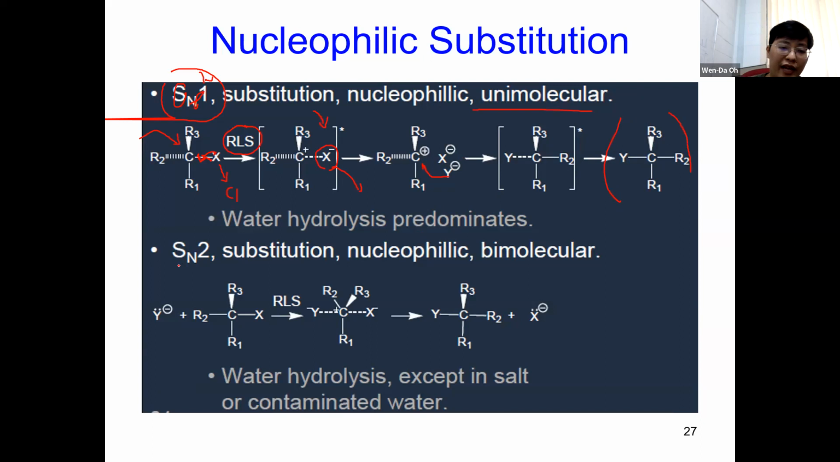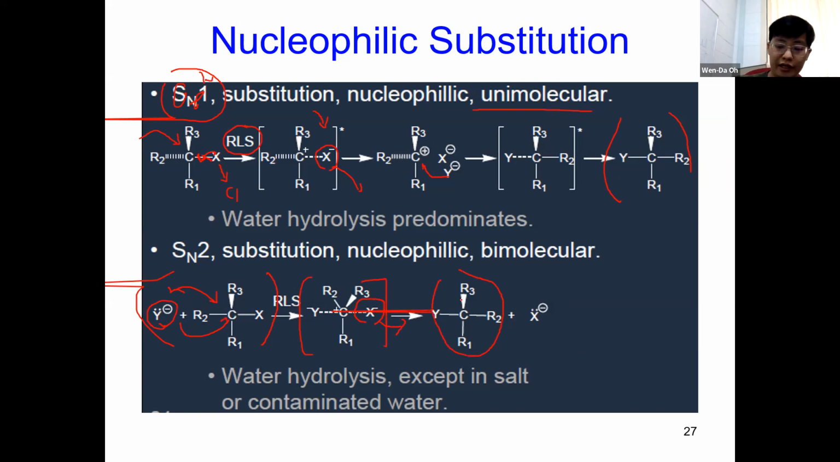The other one, on the other hand, is the SN2 reaction. This one is a bimolecular reaction: substitution, nucleophilic, and bimolecular. Here you can see that your reaction needs to have two different kinds of molecules or compounds. And then you have the rate limiting step whereby the Y here actually binds with the carbon structure to form this intermediate. After that, this X will leave. This is the leaving group. It leaves the molecule, and then you have a new structure.